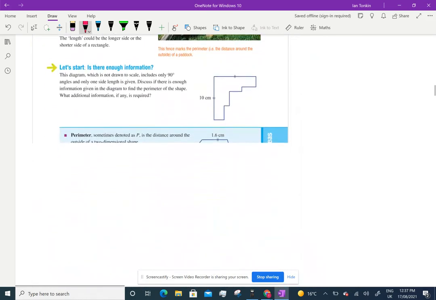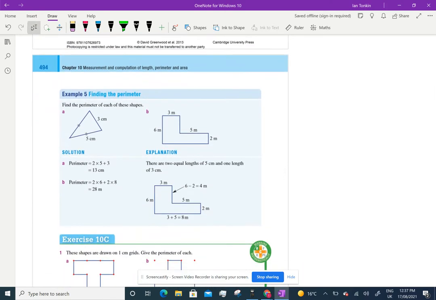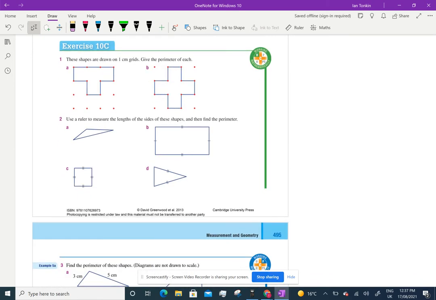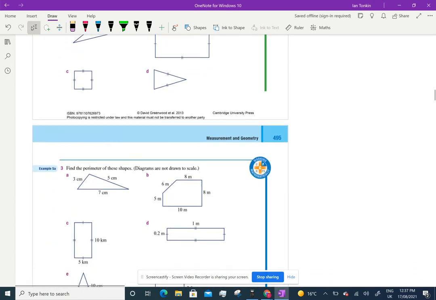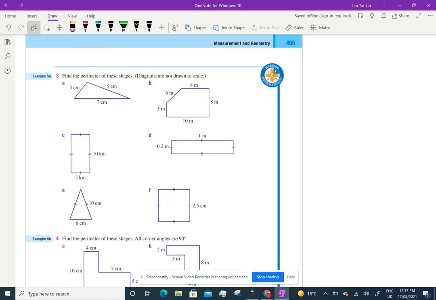So let's have a look at the questions. And perimeter is pretty easy. We're going to skip questions 1 and 2. We're going straight to question 3. Now, this is pretty easy because all you have to do is add up. If you add up the distance around the outside, and you've got a calculator to help you, you can't really get these wrong. So let's have a go at a couple of these.